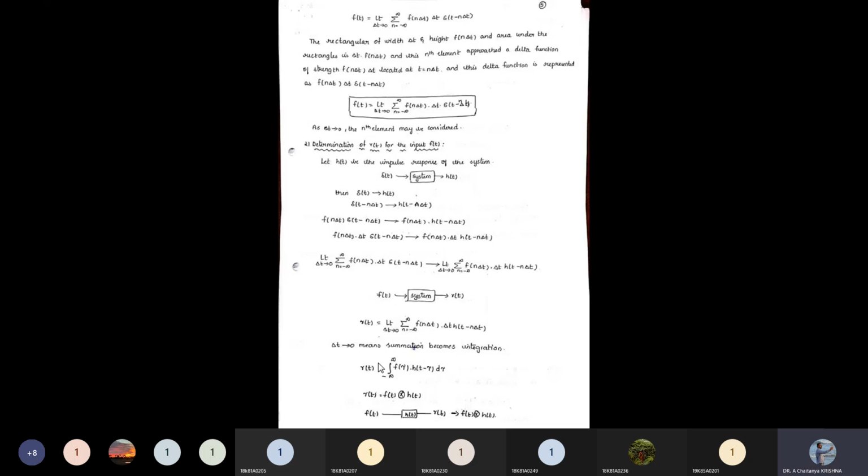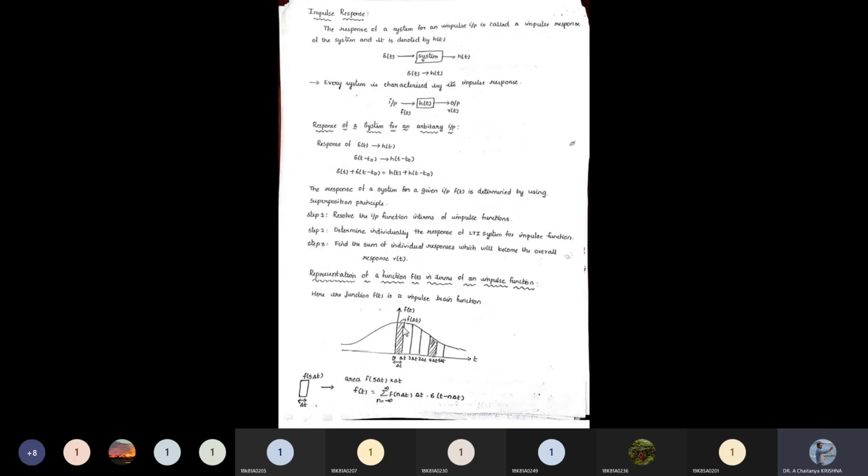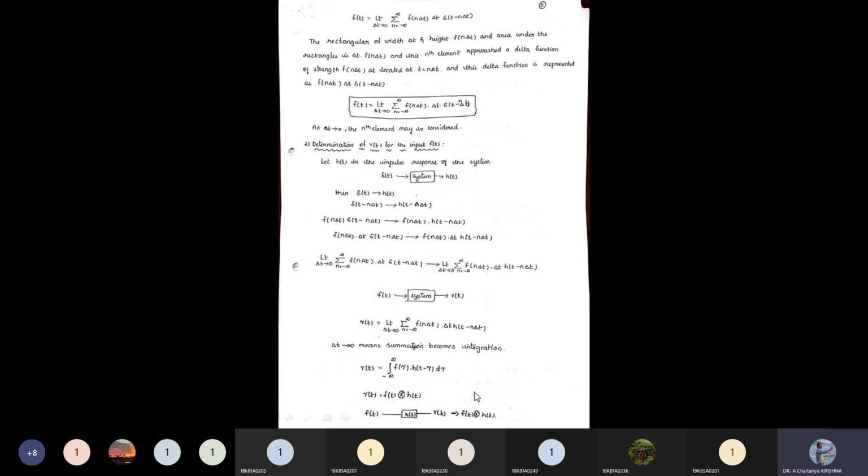Now for f of t, if del t tends to 0, all of these become single lines and a continuous time signal will come. That's why on both sides we can apply the limit del t tends to 0. Then the summation from n equals minus infinity of f of n del t delta of t minus.